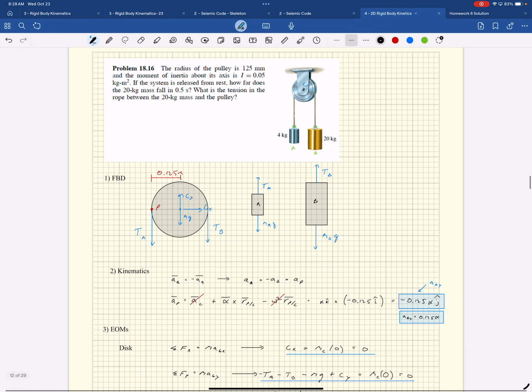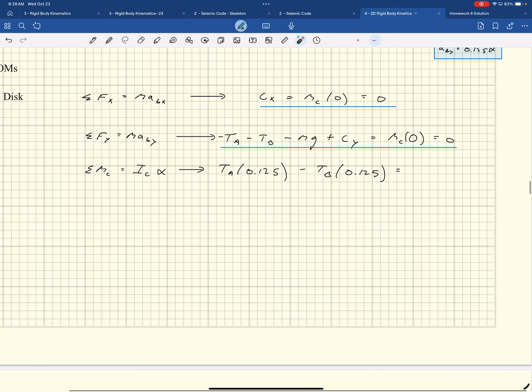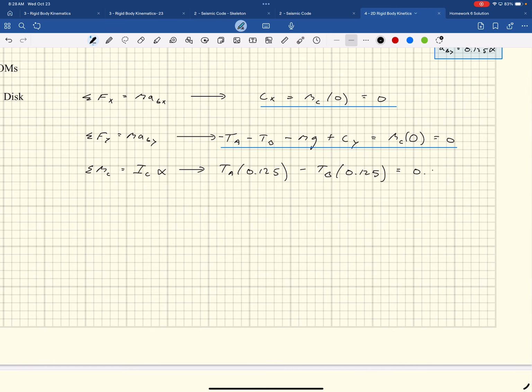They tell us what IC is, right there. I is 0.015. So this would be 0.05 alpha. There's another equation.